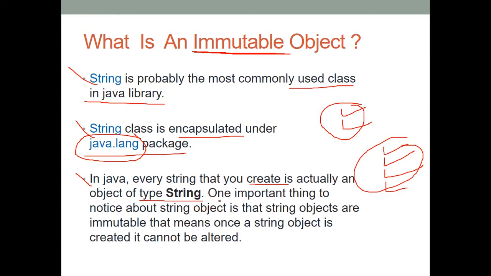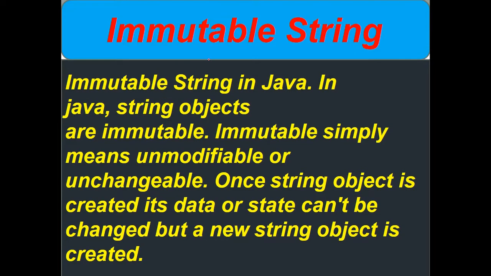But one important thing to notice about a string object is that string objects are immutable. So how can you say that string objects are immutable? It's a very simple reason. In the next slide I am going to tell you why string objects are immutable. That means once a string object is created, it cannot be altered. You can't change it. In the next slide we can learn about immutable.